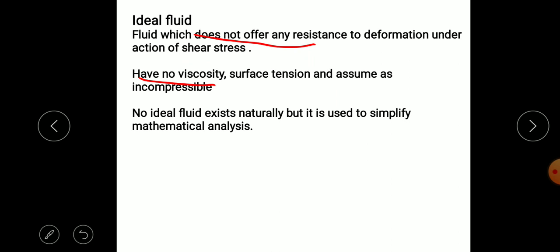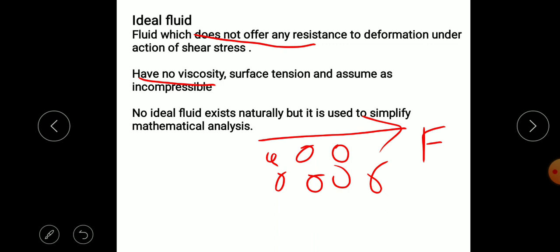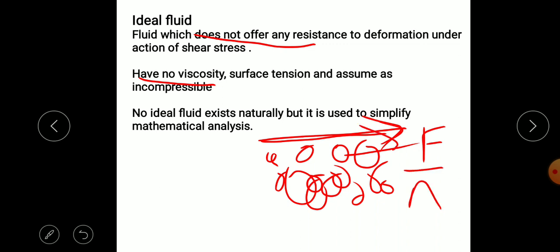We know there are fluid particles, and if a force is applied by a plate or any medium, this shear force causes the motion of the particles. So there is a deformation in the fluid. This deformation is because of the force applied per unit area, that is the shear stress. So an ideal fluid has no resistance to deformation under the action of shear stress. This means there is no viscosity, no surface tension, and the fluid we have considered is incompressible.